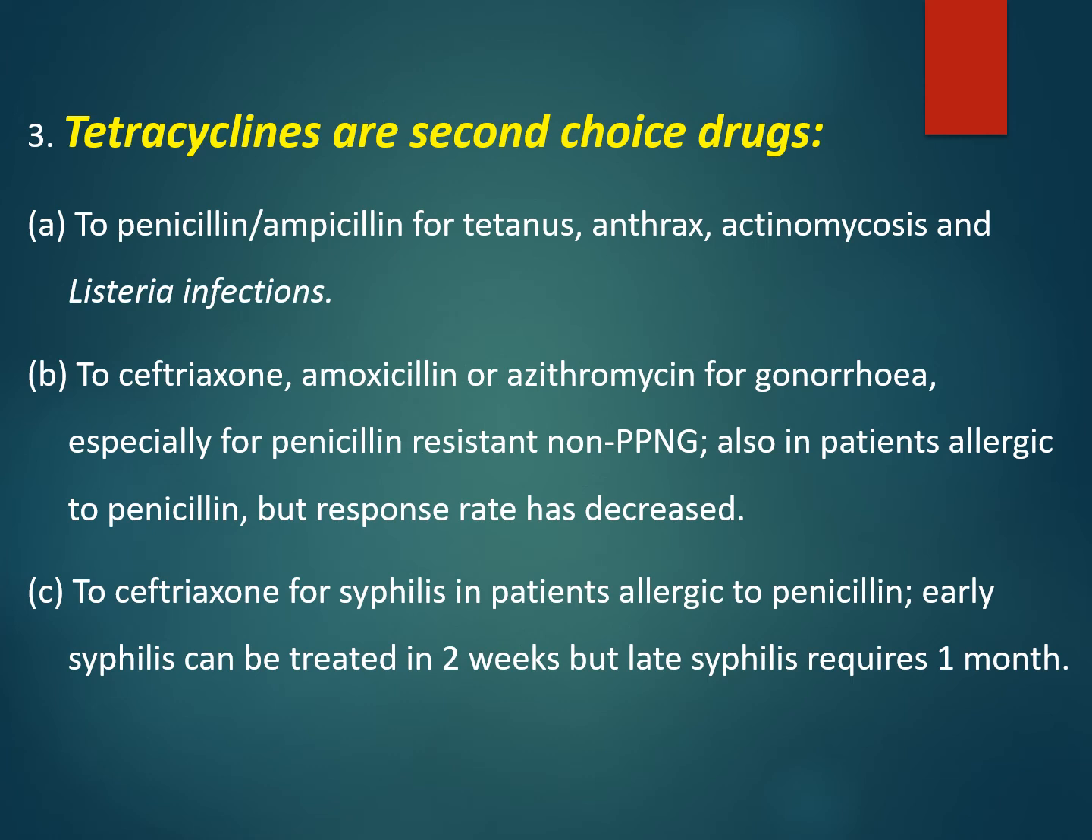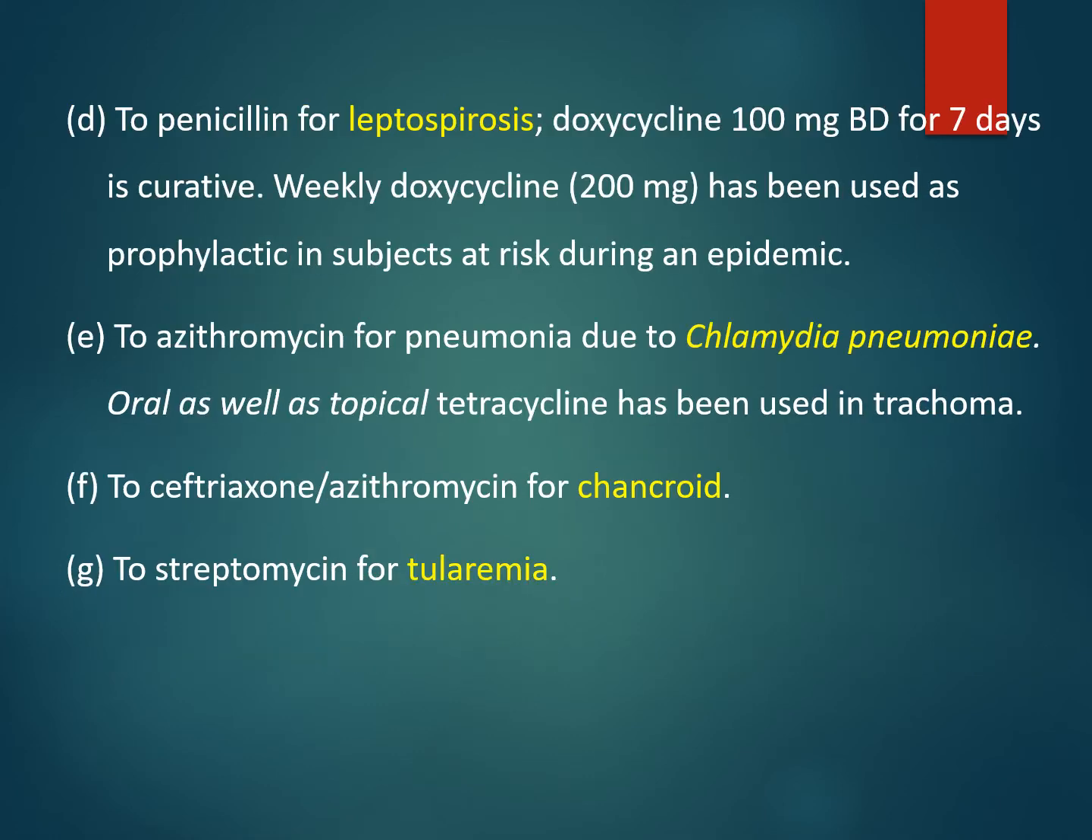An alternative to ceftriaxone for syphilis patients who are allergic to penicillin, and penicillin for leptospirosis. Doxycycline can be used as 100 mg BD for 7 days. Azithromycin for pneumonia because of Chlamydia pneumoniae, as an alternative to ceftriaxone; azithromycin for chancroid; as an alternative to streptomycin for tularemia.